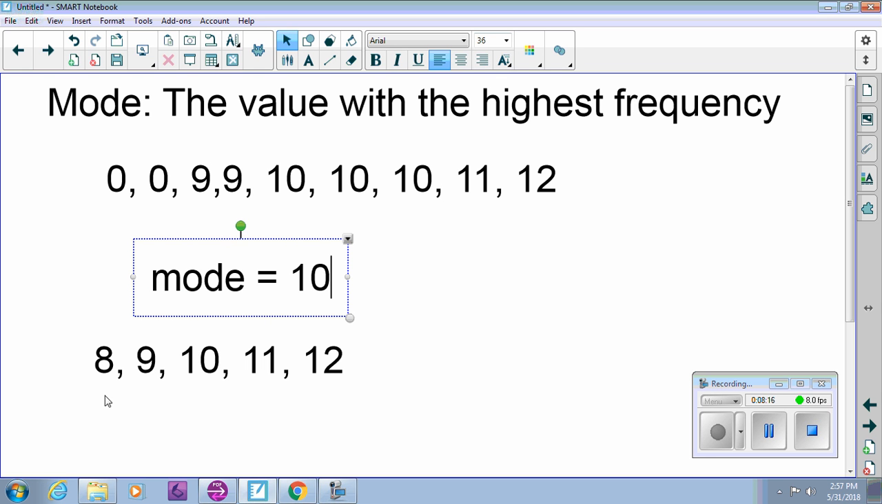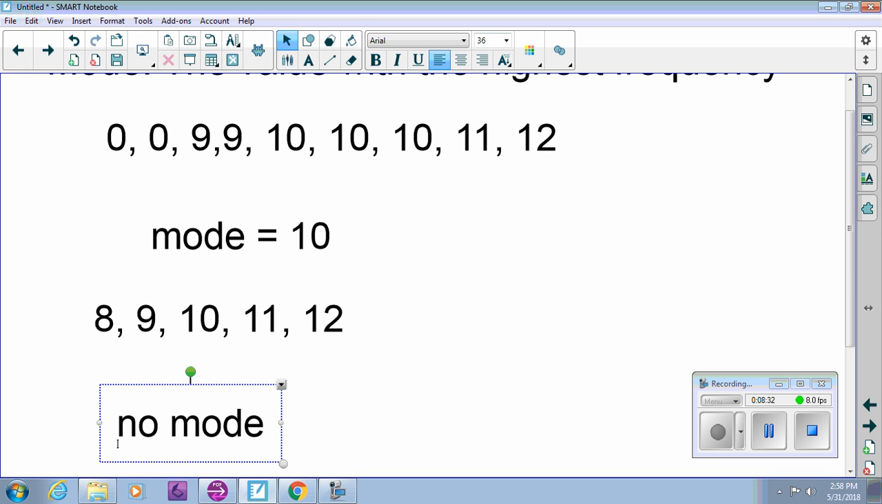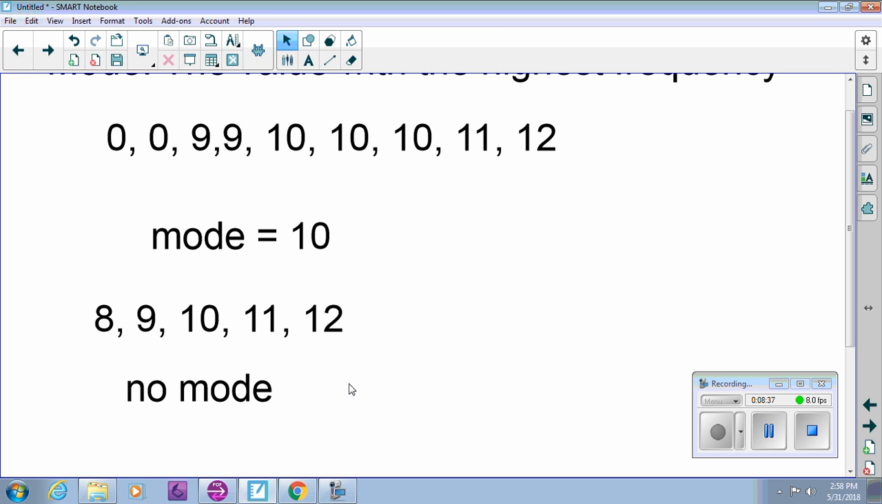All right, now in the second example, we have 8, 9, 10, 11, 12. Now, do we have a mode there? Is there a number that shows up more than any of the other numbers? No. So what we would say is there is no mode. If there isn't a winner, there is no mode. All right, you can have multiple modes.